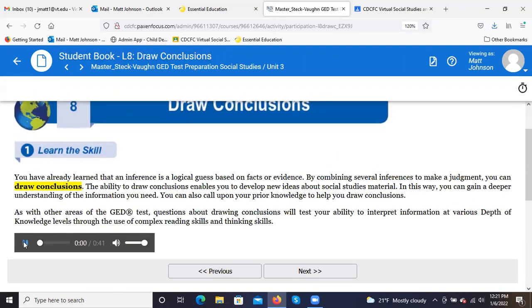And here's our audio. You have already learned that an inference is a logical guess based on facts or evidence. By combining several inferences to make a judgment, you can draw conclusions. The ability to draw conclusions enables you to develop new ideas about social studies material. In this way, you can gain a deeper understanding of the information you need. You can also call upon your prior knowledge to help you draw conclusions. As with other areas of the GED test, questions about drawing conclusions will test your ability to interpret information at various depth of knowledge levels through the use of complex reading skills and thinking skills.